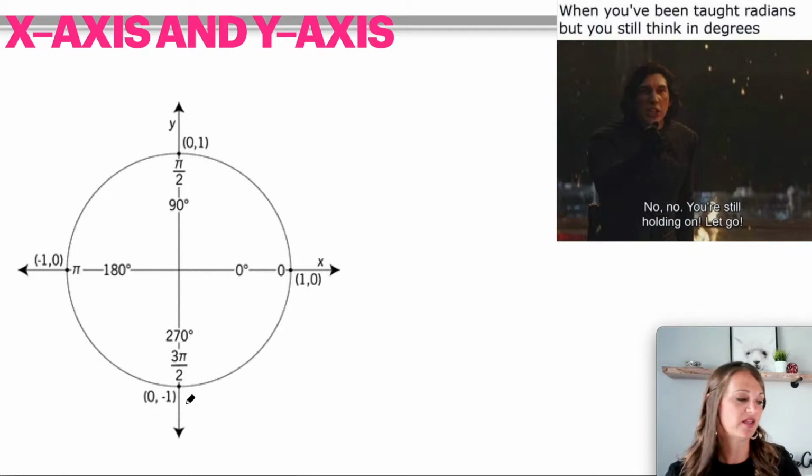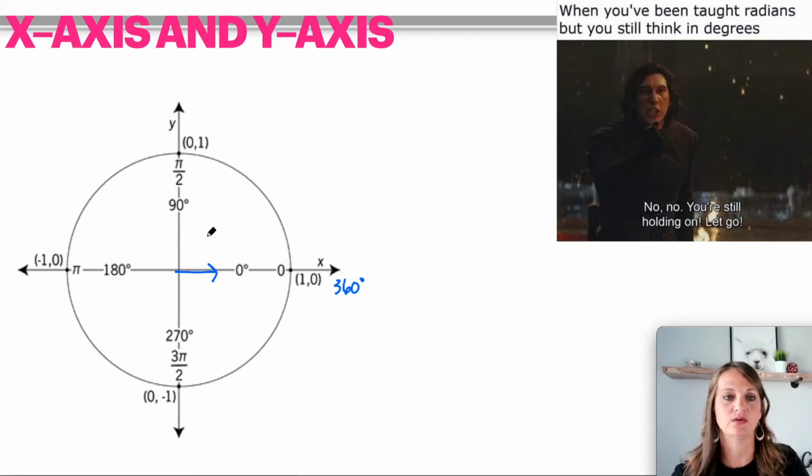So we talked about that when you start, the initial side is always the positive x, and it starts at 0 degrees. And then we know that when you go one full circle around, you have reached 360 degrees. So halfway is going to be 180 degrees, 3/4 of the way is 270 degrees, and 1/4 of the way is 90 degrees. Then we also discussed radians.